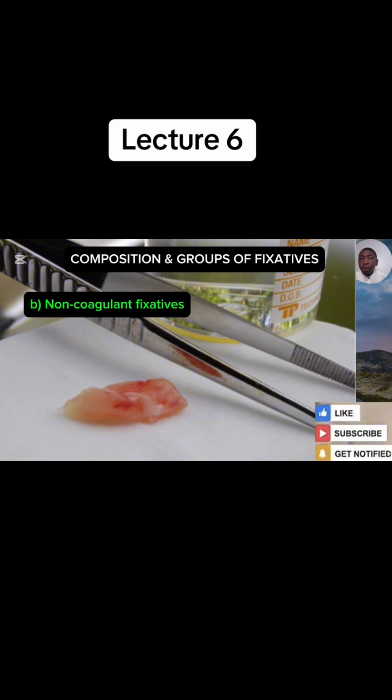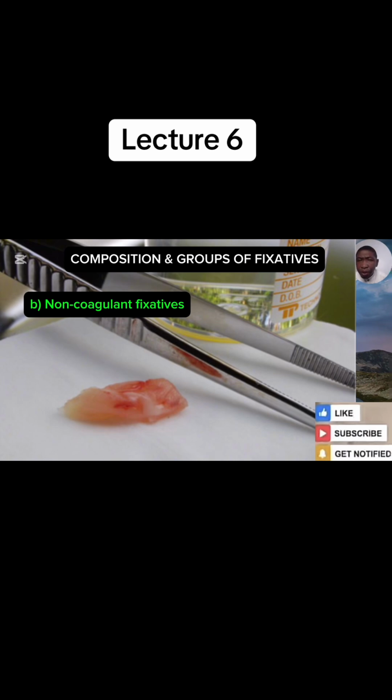The second category under simple fixatives is the non-coagulant fixatives, which form crosslinks in proteins, preserving cellular structure. For example, formaldehyde, which is the commonly used fixative in histology, penetrates tissue well and preserves its morphology. We have glutaraldehyde, which provides excellent preservation for electron microscopy, and osmium tetroxide, which is commonly used to fix lipids and is also used in electron microscopy.